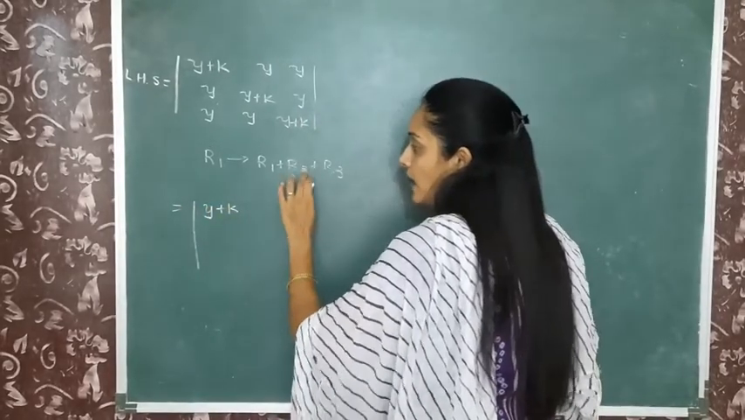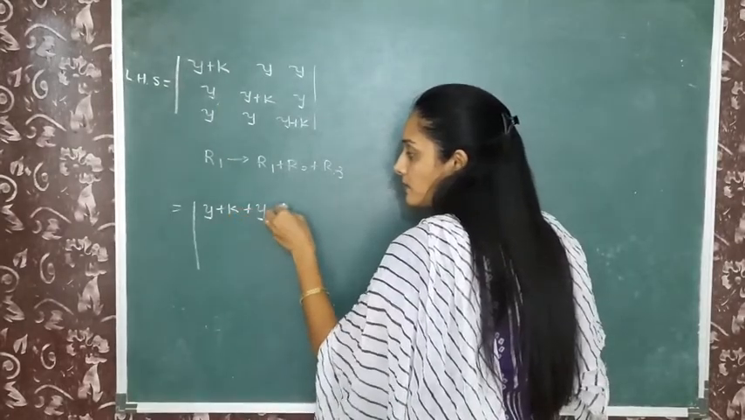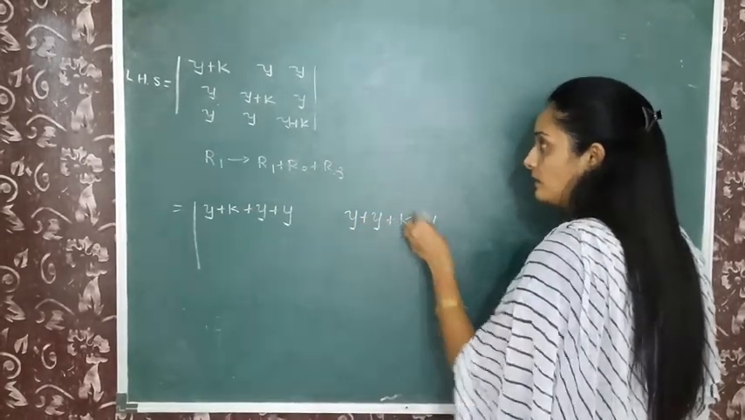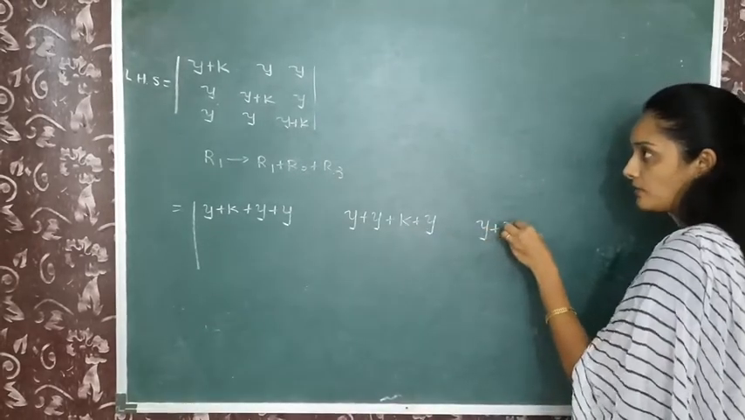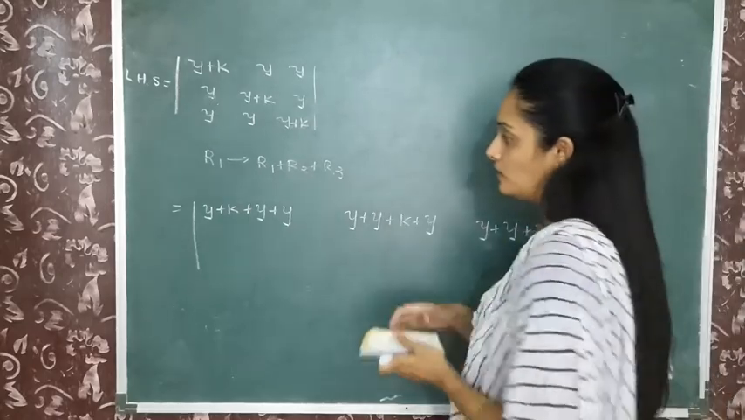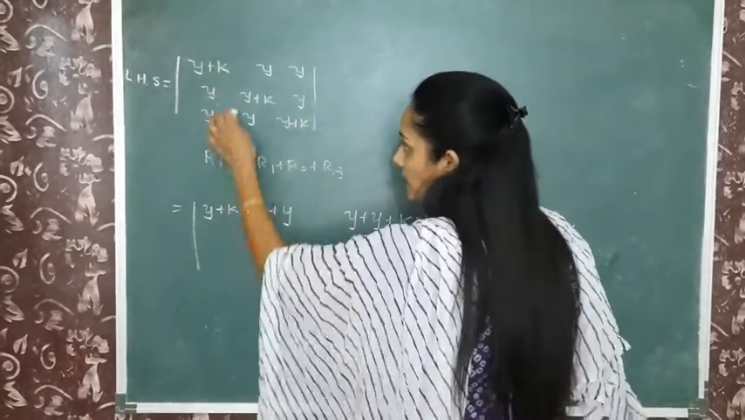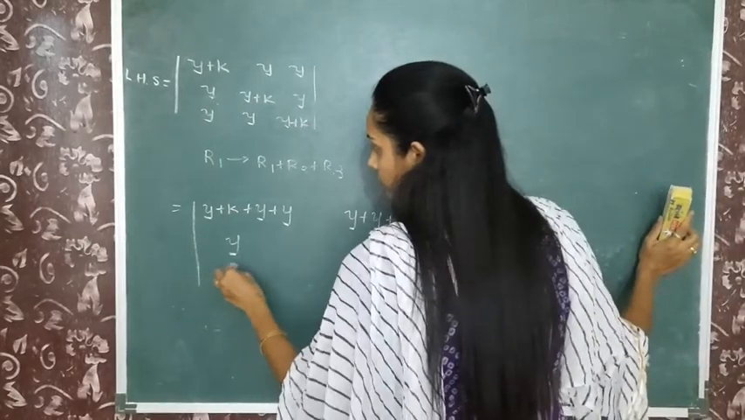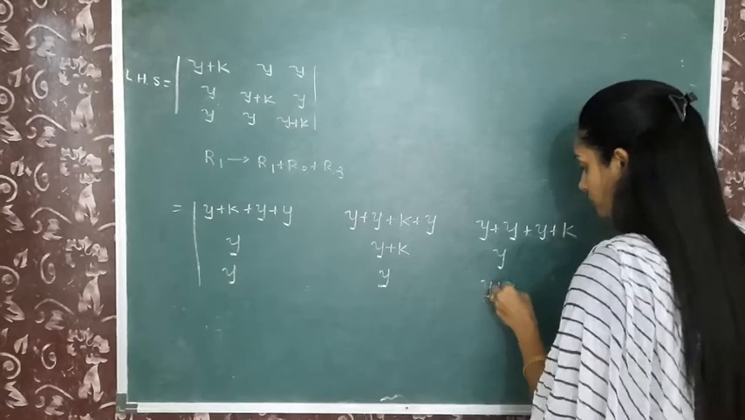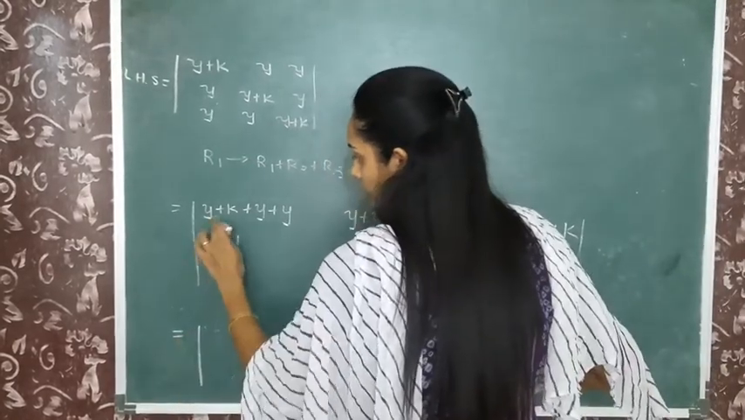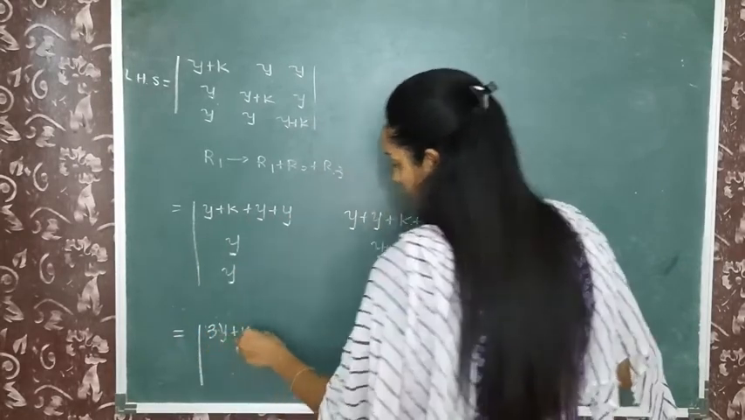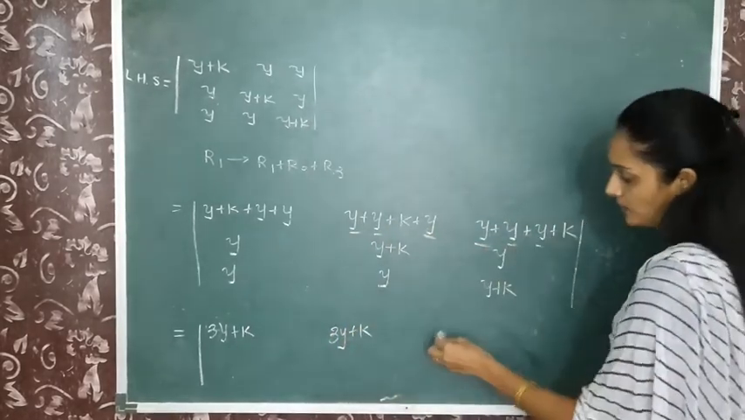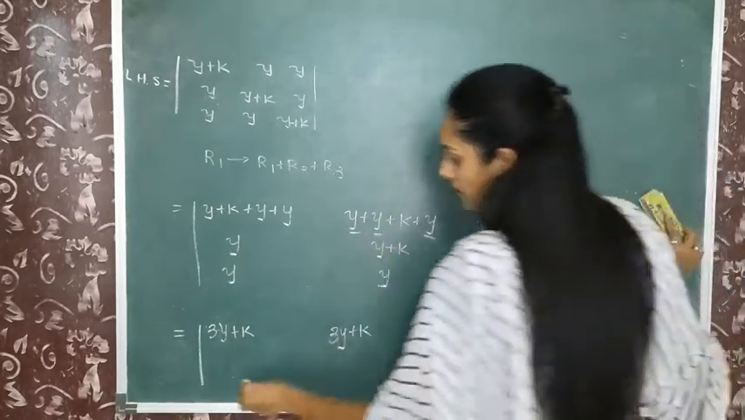Y plus k, R2 plus R3. So, y plus y plus k plus y, and here y plus y plus k. Addition of first, second and third row in first row, second and third row as it is. So here we have y plus y plus y plus k, so 3y plus k. Y plus y plus y, so 3y plus k. Y plus y plus y, so 3y plus k. Second and third row as it is.